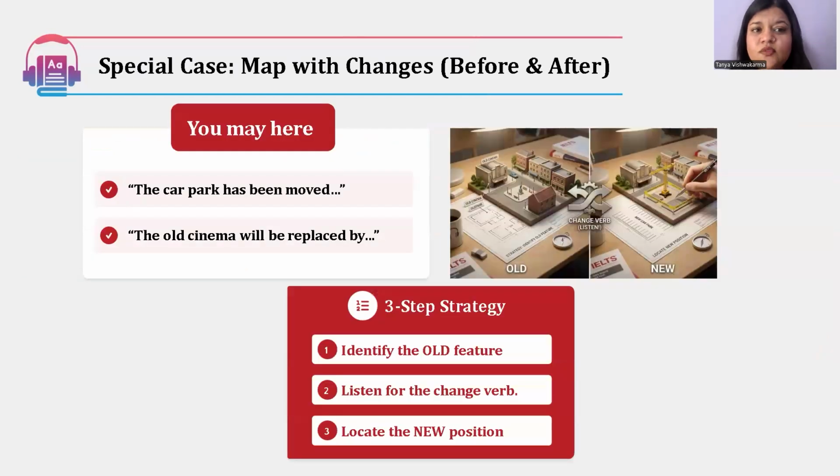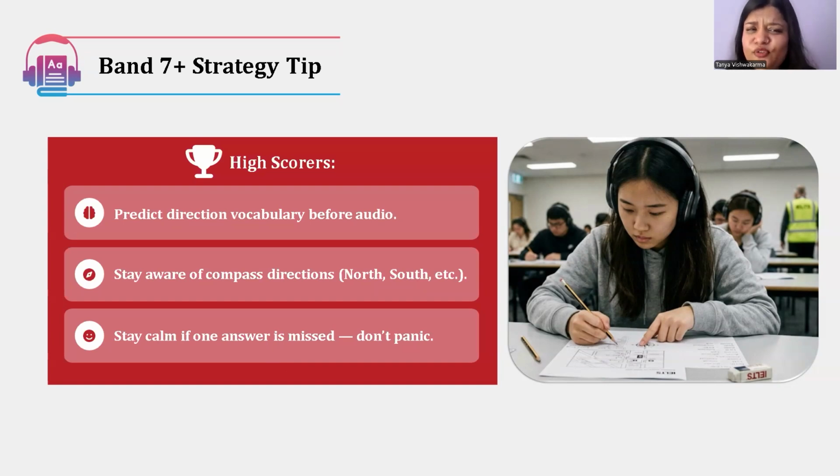Now, a special case. And what is that? Maps with changes before and after. Here you need to pay closer attention. I understand it's quite difficult for you, but please do it. It's going to save you from the nervousness, anxiety, or unfamiliarity that you have with the map. It's going to make you familiar with the map. Stay aware of the compass directions: north, south, east, and west.